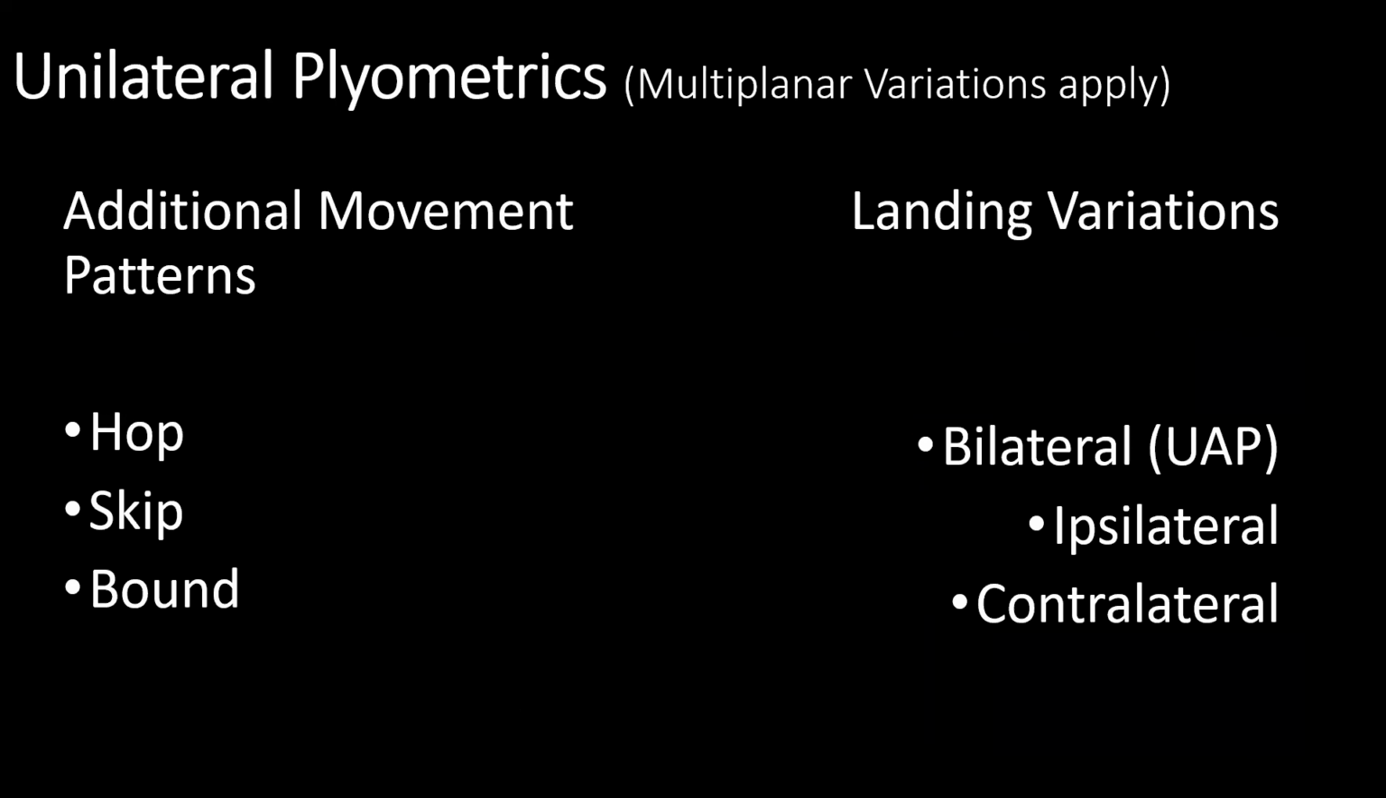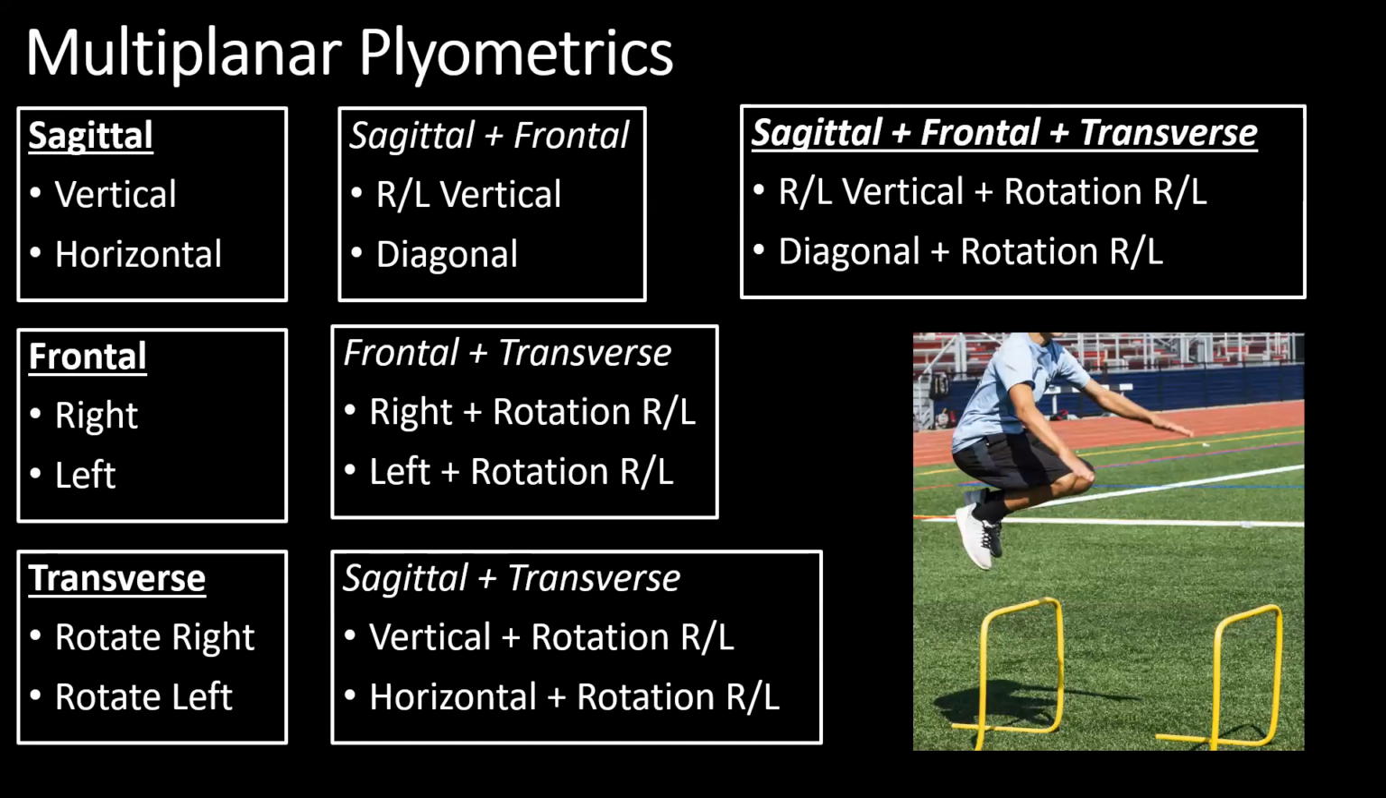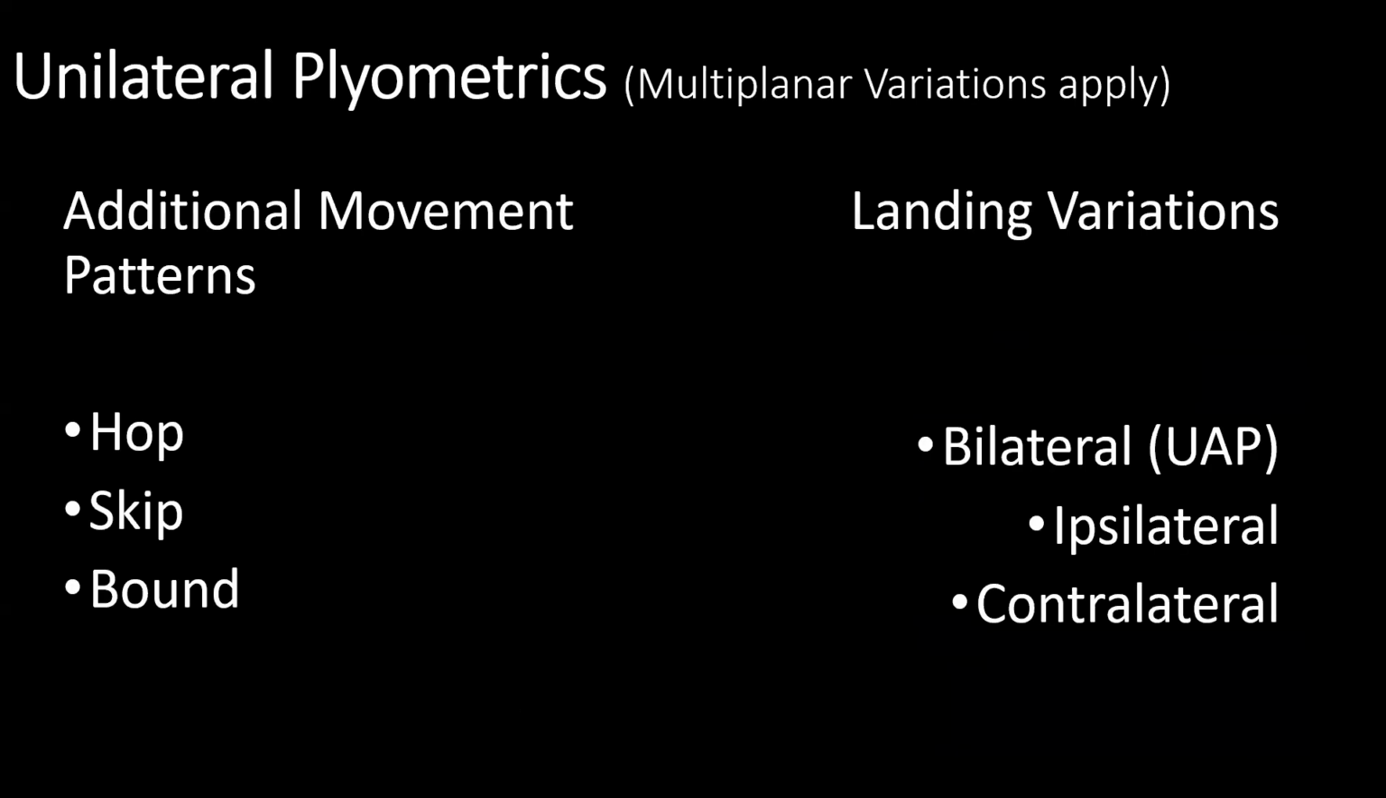Okay, we can also use unilateral plyometrics. All of the same multiplanar variations, so our different directions of movement and planes of movement, apply to unilateral plyometrics, so that's with one leg. We can do a hop, which is one leg onto the same leg. We can use a skip, which is one leg onto the next leg that would then transition to the contralateral leg. So it's an individual small hop with a jump, and then a bound, which is contralateral limb landing. So you are moving from your right leg, landing on your left leg.